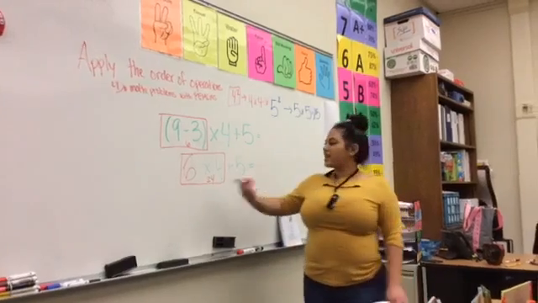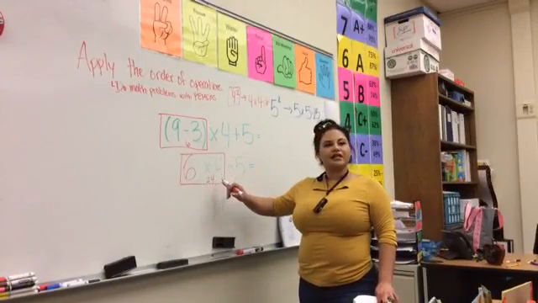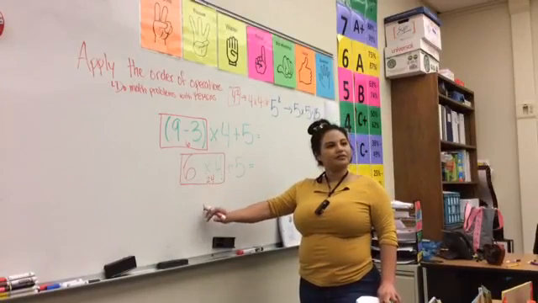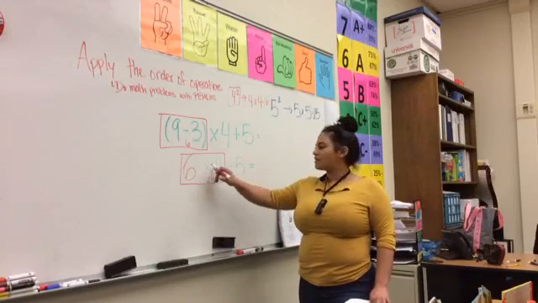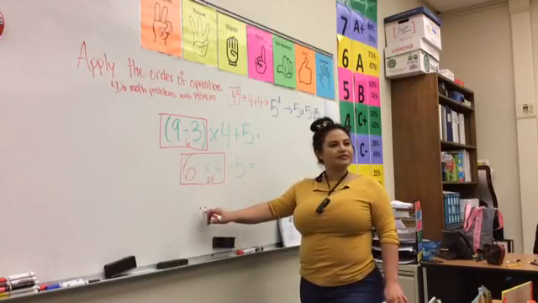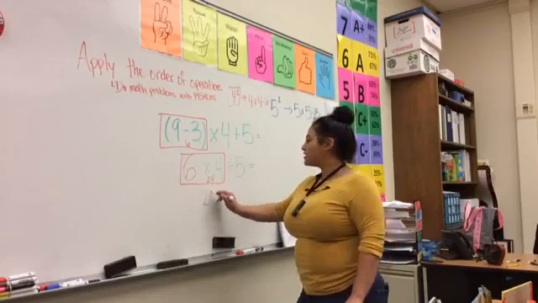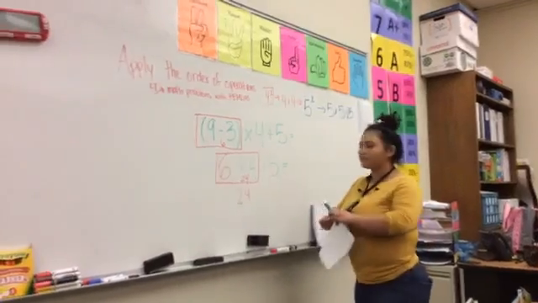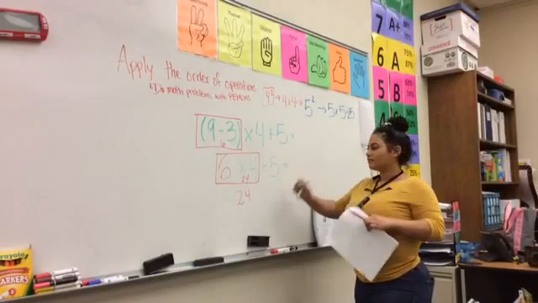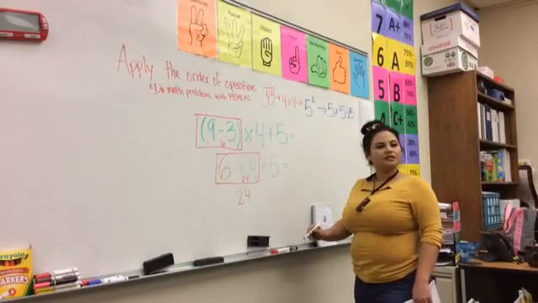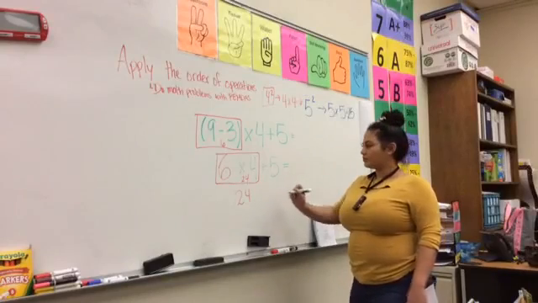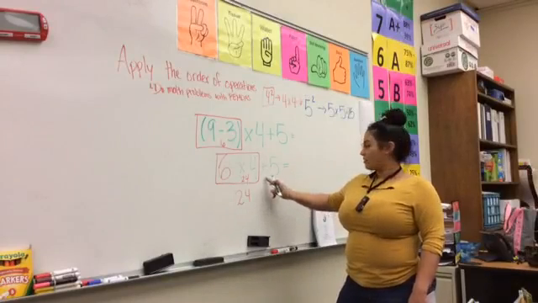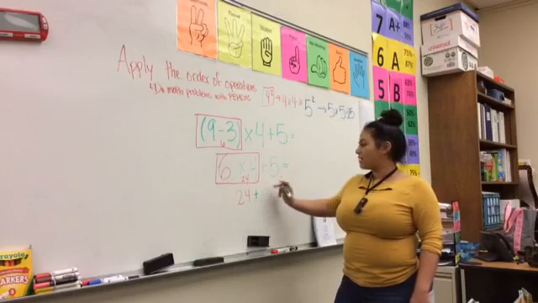Celeste, instead of writing 6 times 4 again, what can I write down here? I solved it. So what should I write here? 24? Good. And Celeste, what do I do with the rest of my problem? What do I do with this? Bring it down. So I'm going to bring down my plus and my 5.